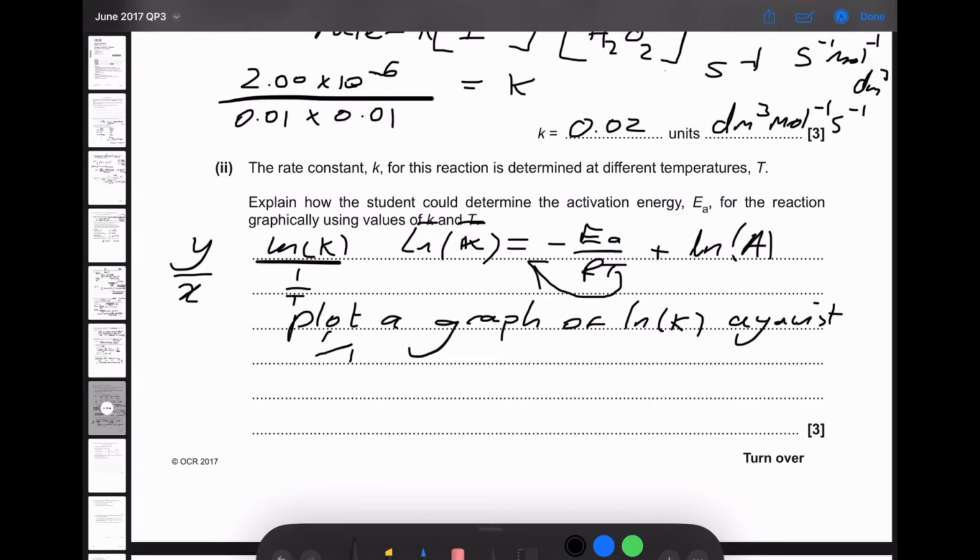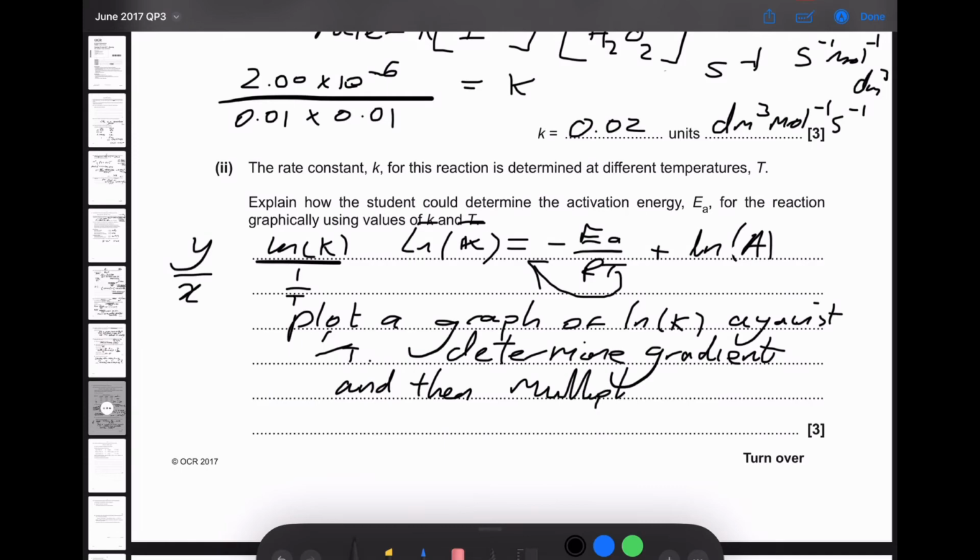1 over t. Then we're going to determine gradient. Determine gradient, and then we're going to have to multiply it by the gas constant, which we're just going to say in brackets 8.314.